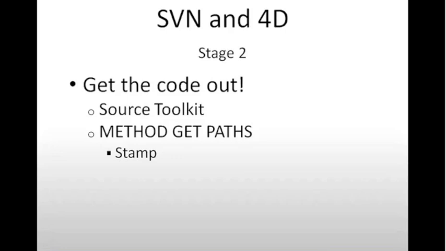But I don't want to export every method to disk every time. That would be really inefficient. So the next time I call METHOD GET PATH, I pass in the last stamp value, and it gives me only what's been changed since the last time I called it. That's really, really cool. Then, of course, there's a method called METHOD GET CODE, which allows you to get the code for each one of those paths, and then we can save that out to disk.